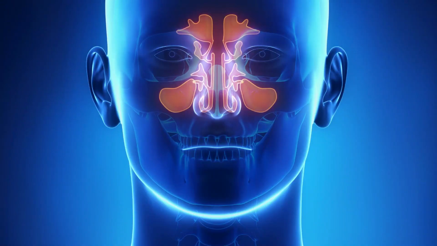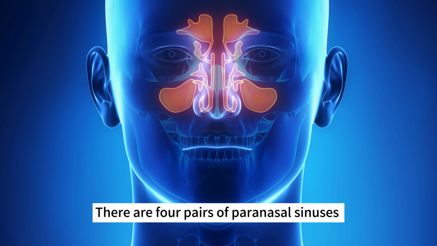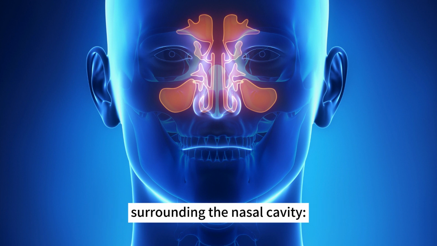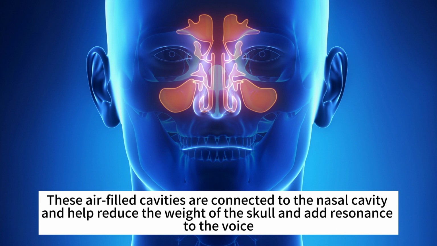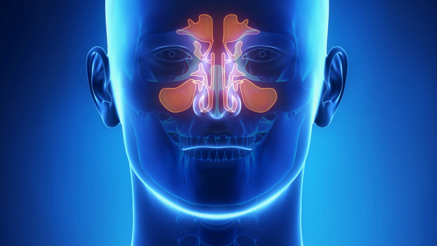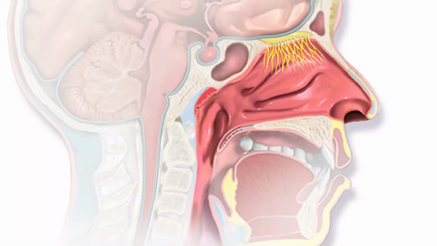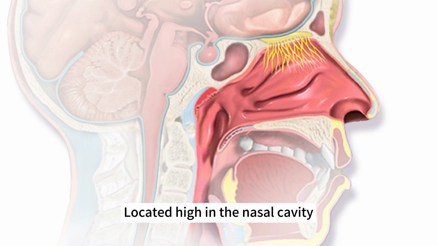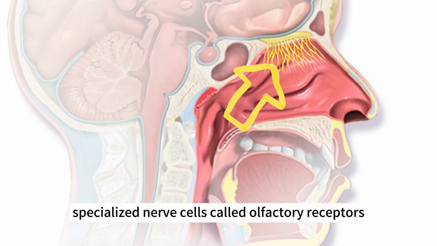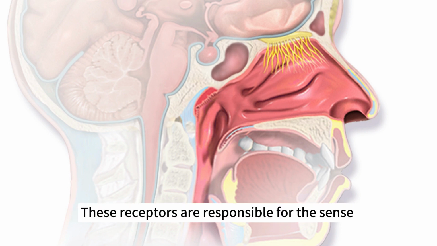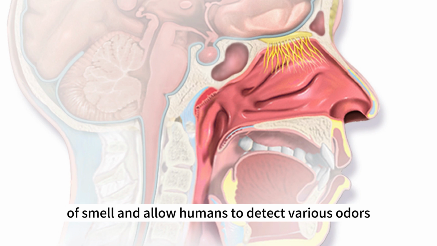Paranasal sinuses. There are four pairs of paranasal sinuses surrounding the nasal cavity: the frontal, maxillary, ethmoid, and sphenoid sinuses. These air-filled cavities are connected to the nasal cavity and help reduce the weight of the skull and add resonance to the voice. Olfactory epithelium. Located high in the nasal cavity, the olfactory epithelium contains specialized nerve cells called olfactory receptors. These receptors are responsible for the sense of smell and allow humans to detect various odors.